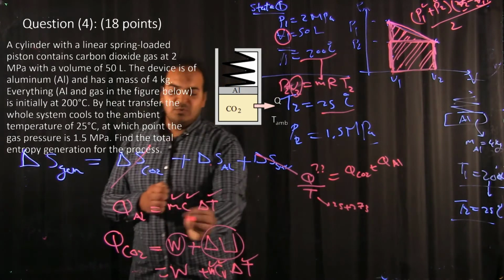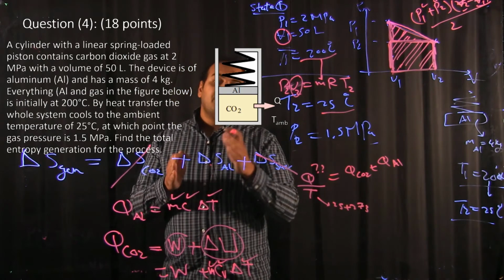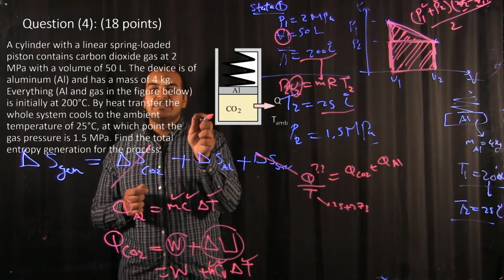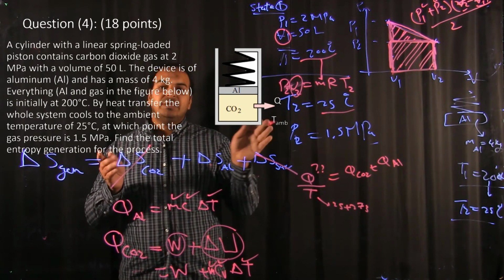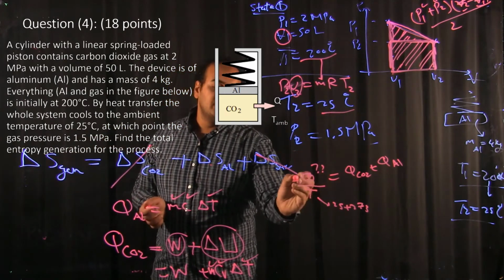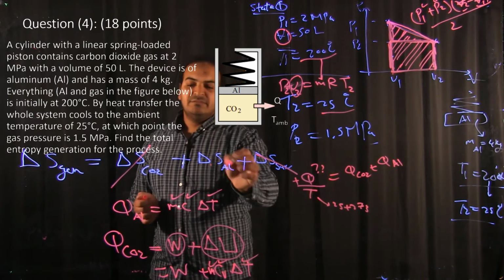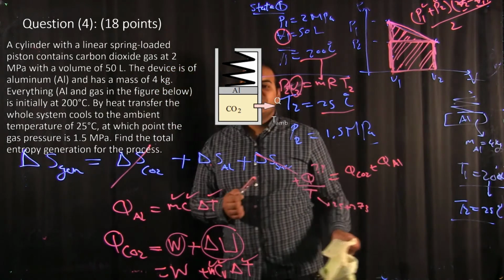Once you get the total Q, which is mostly negative, you put it in this equation, but it's positive for the surrounding. So this Q, yes, it's negative because it's rejected from the carbon dioxide and aluminum. But with respect to the surroundings, it's input to the surroundings. It means it's positive for the surroundings. That's why we put a positive here, and that's why this entropy would be bigger. This is negative. This is negative. So we can get the total entropy generation.